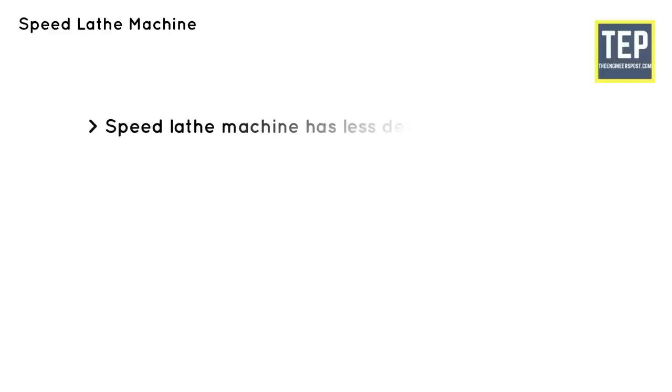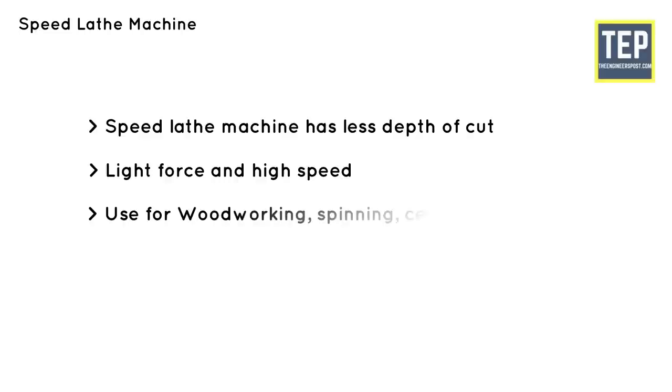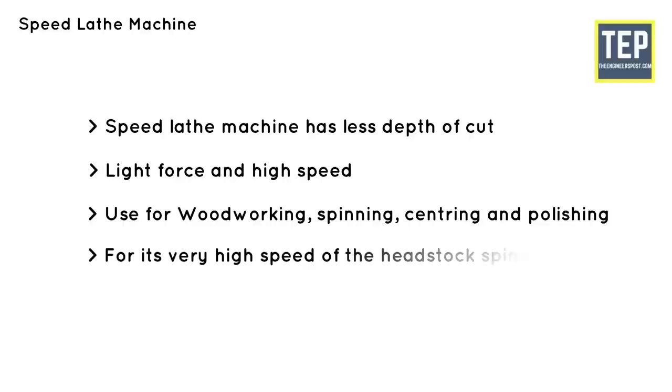Speed lathe machine has less depth of cut, light force and high speed, and is used for woodworking, spinning, centering and polishing. The name speed lathe has been given for its very high speed of the headstock spindle.